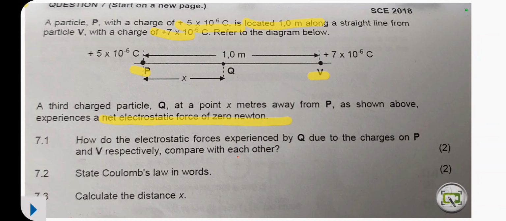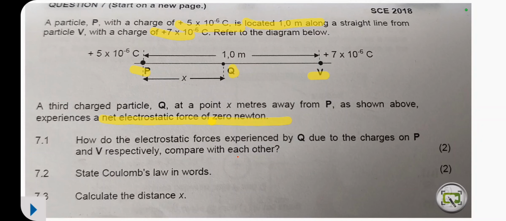Let's look at 7.1. How do the electrostatic forces experienced by Q due to the charges on P and V respectively compare with each other? Because of this net electrostatic force of 0, we can say that the two forces are equal in magnitude but opposite in direction, because they are located in different directions relative to Q.